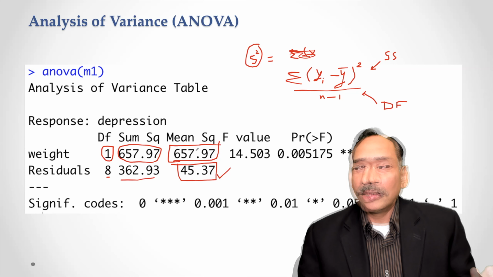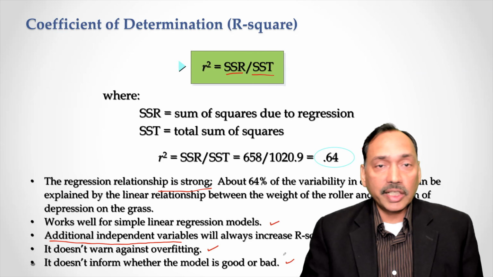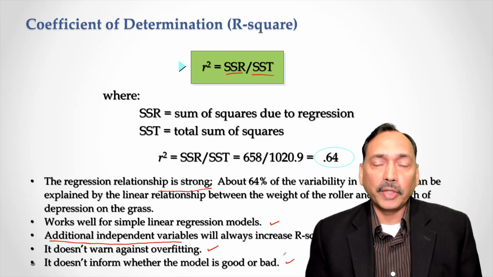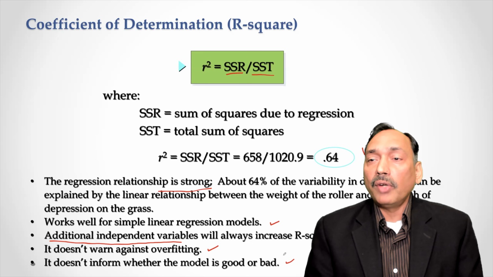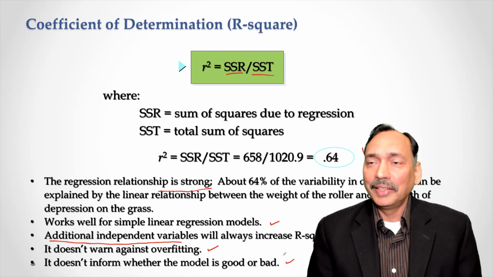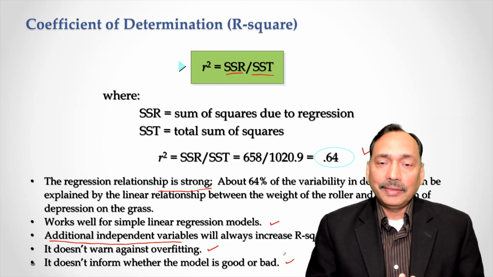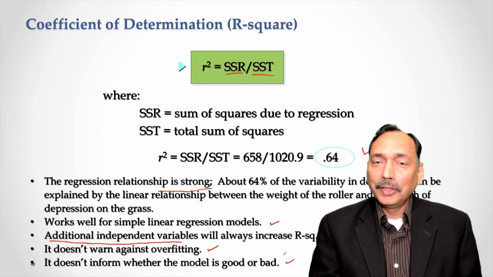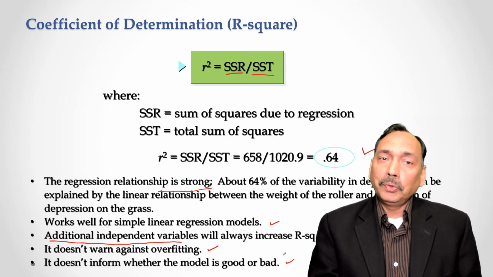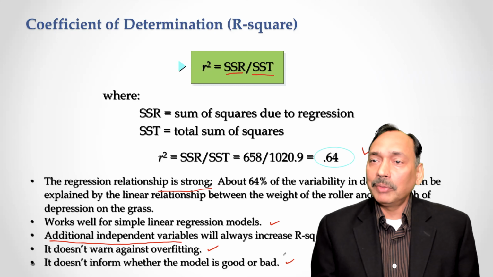It also doesn't inform us whether the model is good or bad, whether it is statistically significant or not. So those things we do not know from R square. But the best part of R square is that interpretation is something that anybody can understand. When you say that 64% of the variability is being explained by this model, and you know that 64 is quite high, it's between 0 and 100, so that's something which everybody can understand.